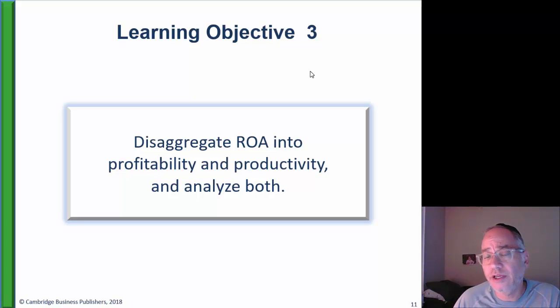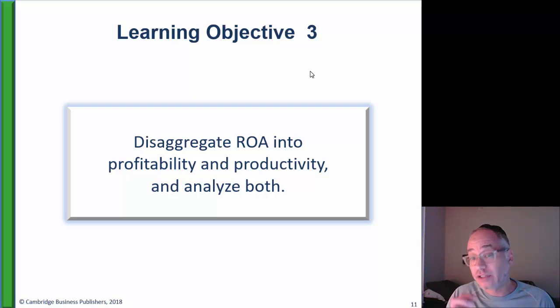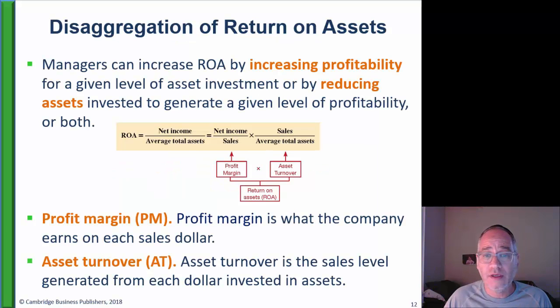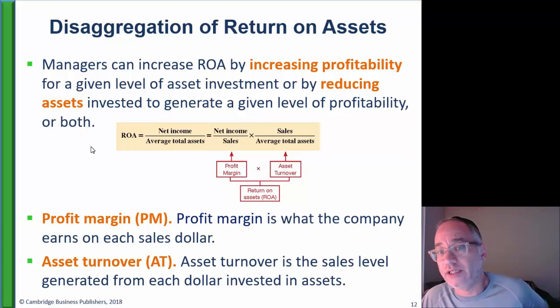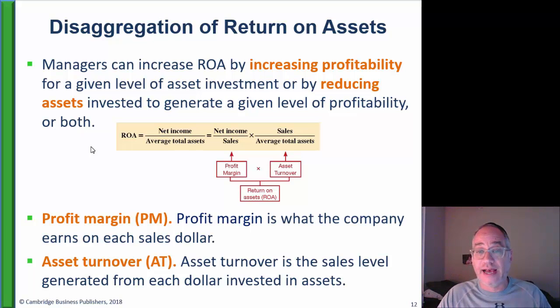This is Module 3, Learning Objective 3. So now we're going to talk about disaggregating return on assets. We've already talked about disaggregating return on equity, and we said there's two components to that, right? One component is return on assets, and the other is financial leverage. Now let's go into return on assets a little further, because that can be broken down into another piece. Specifically, return on assets can be broken into a component of profit margin versus asset turnover.